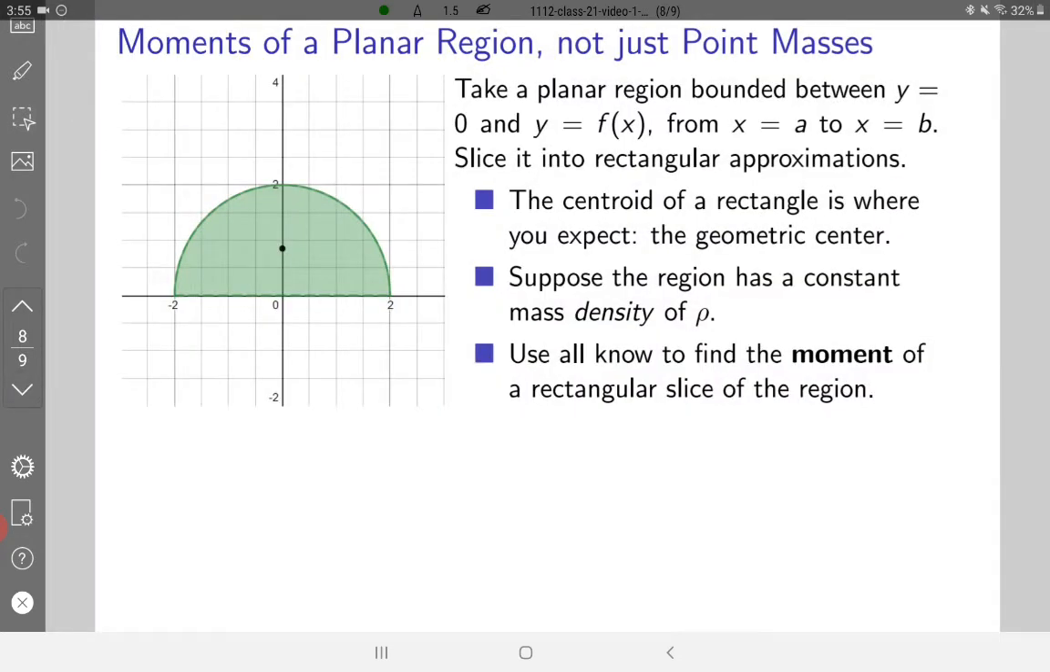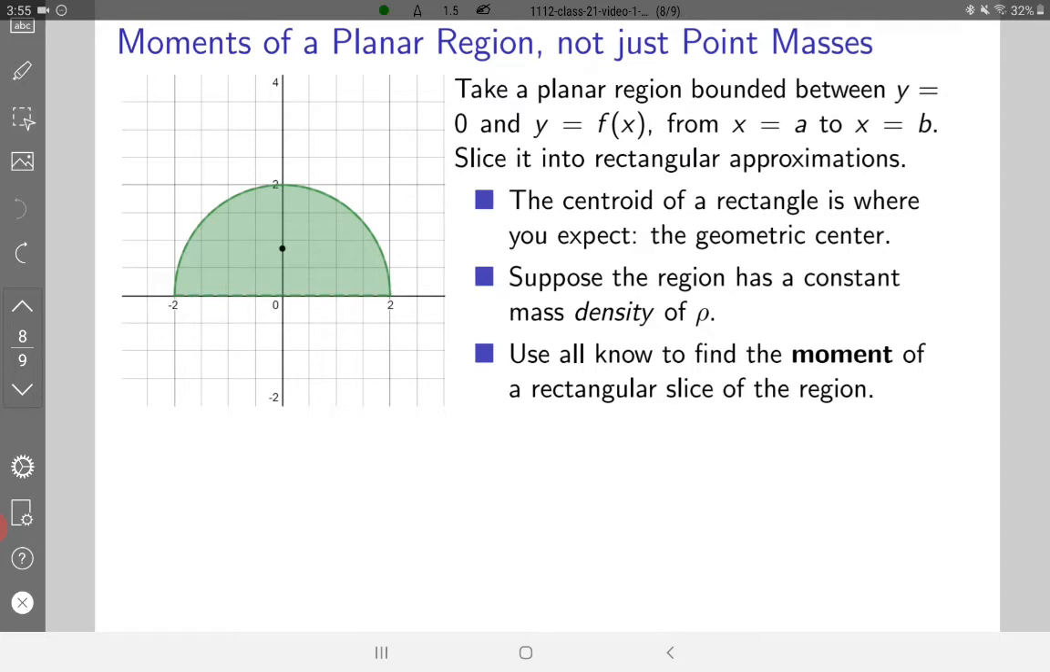So the next thing we're going to do is talk about generalizing from not just a finite number of point masses to an infinite number of points, really, a planar region, a solid region on the plane. Let's say I'm talking about a region that's bounded underneath the graph of some function y equals f of x, and above the x-axis, y equals 0. So I'm talking about a region kind of like what you see here, this semicircle.